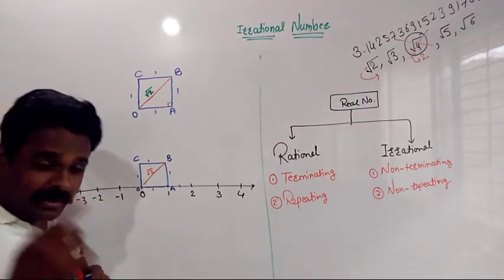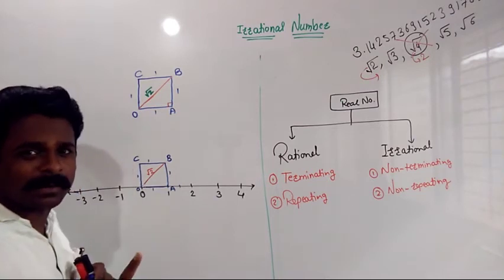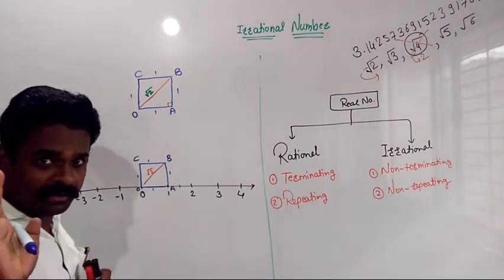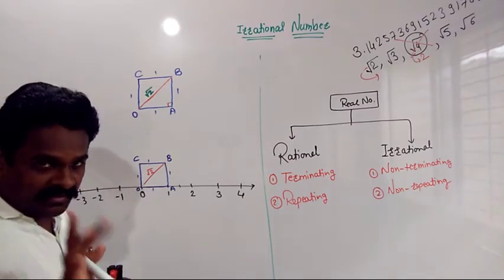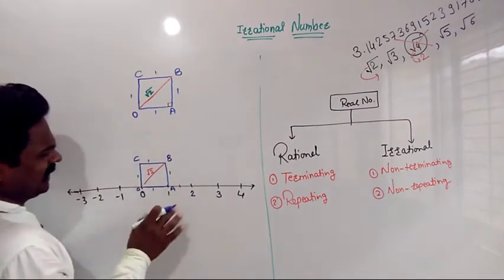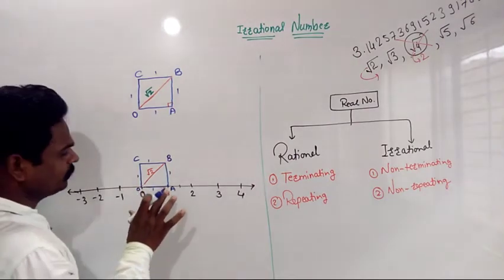And for any value, there is only one point on the number line. And for any point on the number line, there is a unique value. So we can do it in this way also.